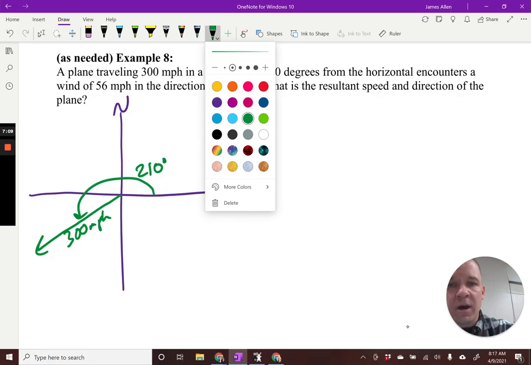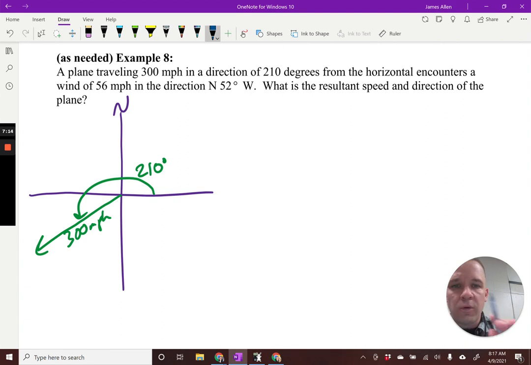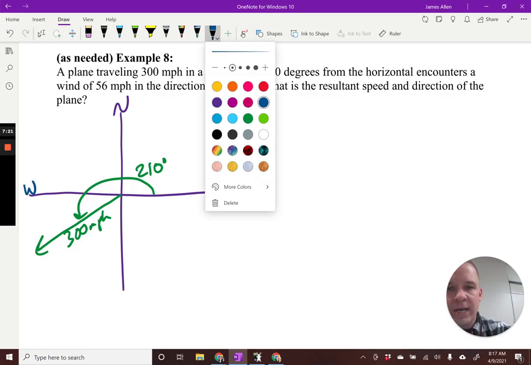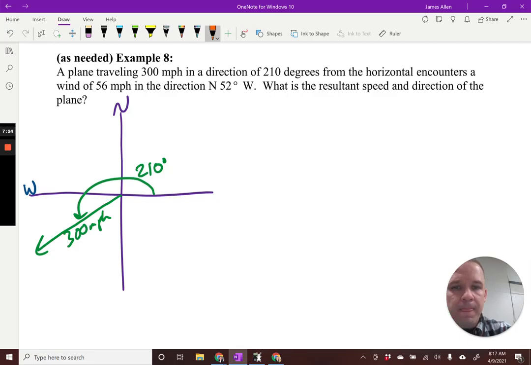Then the other one, the wind, I'll go blue. So the wind is north 52 degrees west. Well, remember, west is this way. I feel like blue's not drastic enough, I'll go orange. 52 degrees west. So I'm going to be off of that north line a little more than 45 degrees, right? So my actual trig angle, because that's the one I'm going to want to calculate with, is going to be 90 plus 52, which gives me 142.